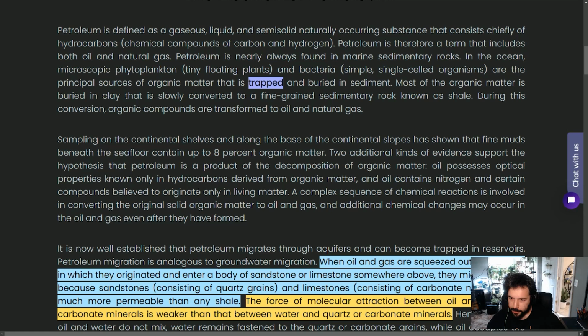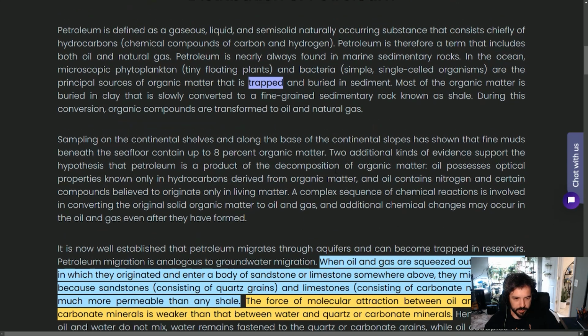So let's see. Sampling on the continental shelves and along the base of continental slopes has shown that fine muds beneath the seafloor contain up to 8% organic matter. Okay. So there is organic matter in the muds. 2 additional kinds of evidence support the hypothesis that petroleum is a product of the decomposition of organic matter. So we have 2 reasons why we believe this. Oil possesses optical properties known only in hydrocarbons derived from organic matter. So that's reason number 1, why we believe this. And oil contains nitrogen and certain compounds believed to originate only in living matter. Okay, 2 good reasons why we believe this.